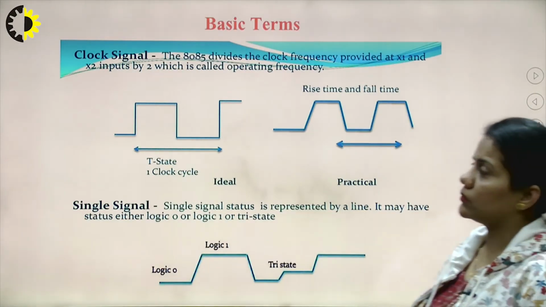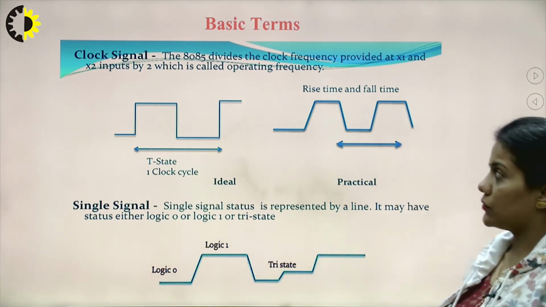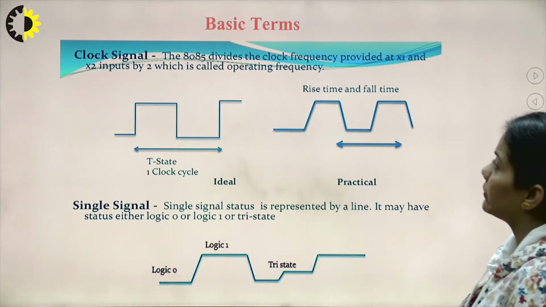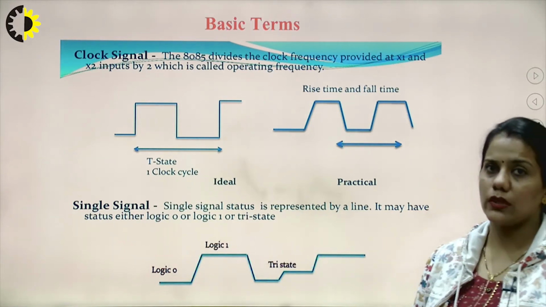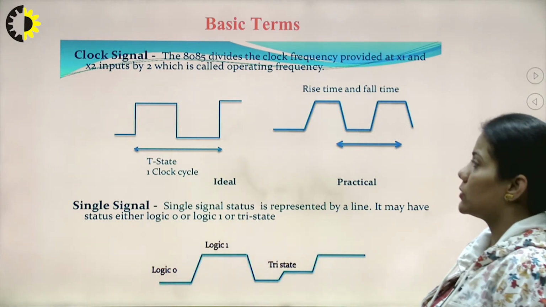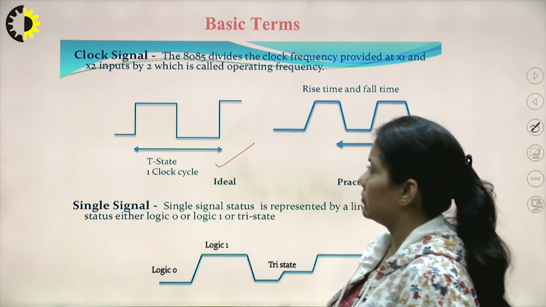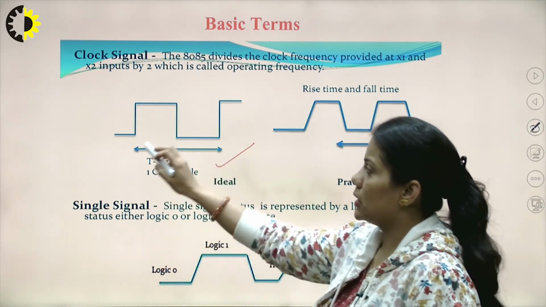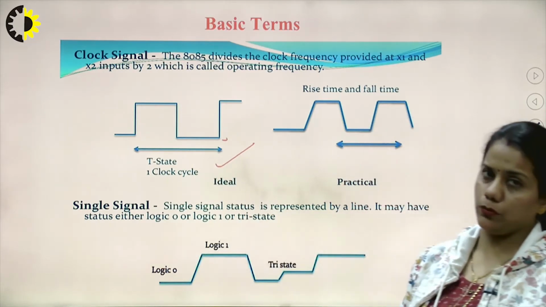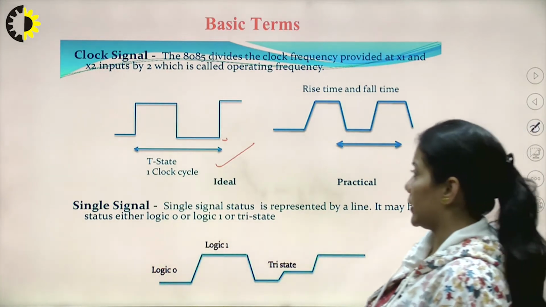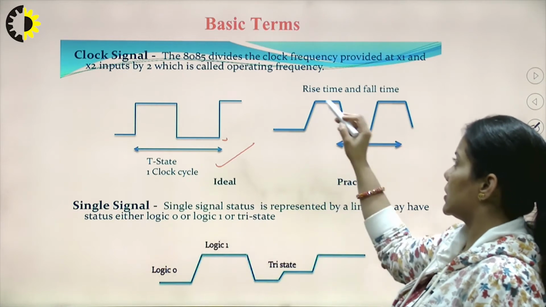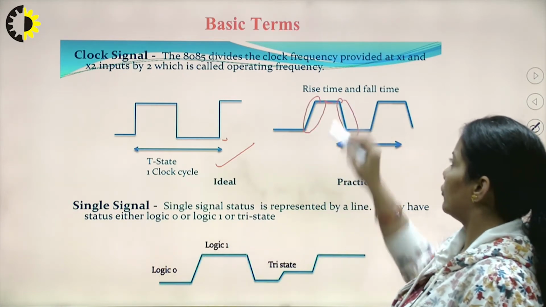So let's have a look at the basic terms. First of all, we have to understand the clock signal. 8085 divides the clock frequency provided at X1 and X2 pins by 2, which is called the operating frequency. So this represents the T state. This represents one clock cycle, the on period and off period. The combination of both periods denotes one complete clock cycle. So this is the ideal situation, but this is the practical situation. There is certain rise time and certain fall time.